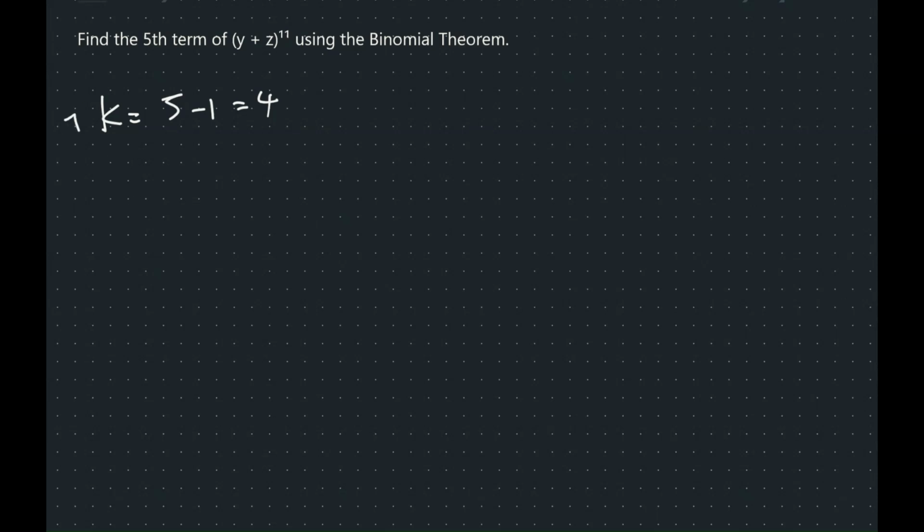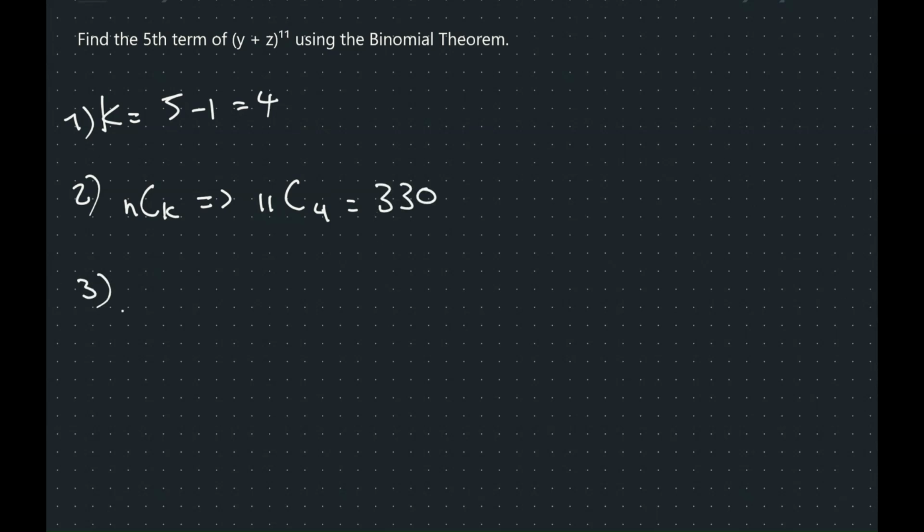And then this is the first step, of course. The second step will be to find the coefficient, or not the coefficient, but the constant that we will have. And it is going to be nck, where n is equal to 11, of course, and k is equal to 4. So we will have 11c4, which is equal to, according to the calculator, 330.